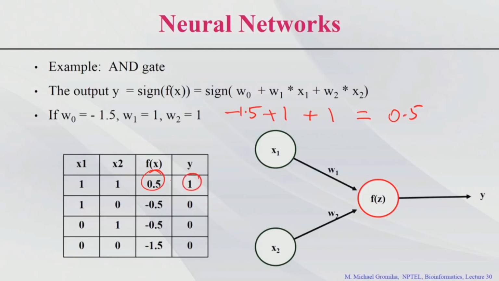If you take a second example, x1 equal to 1, x2 equal to 0. In this case minus 1.5 plus 1 plus 0 is equal to minus 0.5. The sign is minus, so the output is equal to 0. For the next two cases, both are minus, so both are zeros. You can see that with respect to this sign you can decide which class it is.